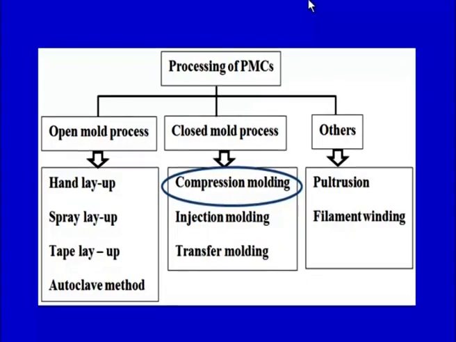Now, this diagram you have already seen in some of the previous lectures. This gives the classification of the various processes for processing of polymer matrix composites. On your screen you can see the processing of polymer matrix composites can broadly be classified into three: open mold processes, closed mold processes and others. In open mold processes you have hand layup, spray layup, tape layup, autoclave method. In closed mold processes you have compression molding, injection molding, transfer molding, and in others you have pultrusion and filament winding. So, we are covering one process at a time.